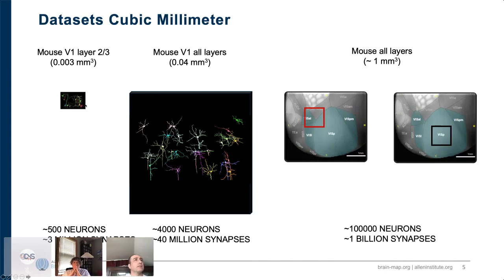We call it the small data set, and we nickname it Pinky. It has 500 neurons with soma in the volume. It's about 150 microns in the pia to white matter direction and about 200 microns in the medial lateral direction. It has 500 neurons, and even though we call it the small data set, it does have 3 million synapses.